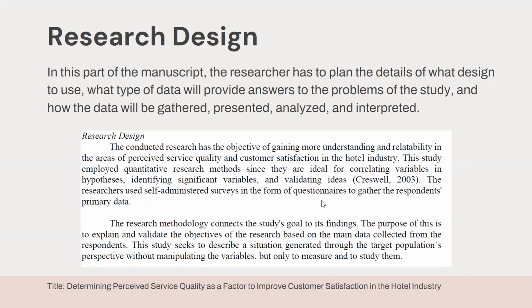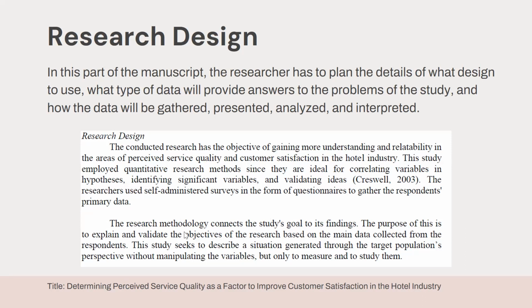So here, sinabi nila na yung research ay quantitative. And then that the researchers use self-administered surveys in form of questionnaire to gather the respondents' primary data. Kung baga dito sa research design, nandito na kung paano nila i-conduct yung research. So, the research methodology connects the study's goals to findings. The purpose of this is to explain and validate the objectives of the research based on the main data collected from the respondents. Okay. So this study seeks to describe a situation generated through the target population's perspective without manipulating the variables but only to measure and to study them.